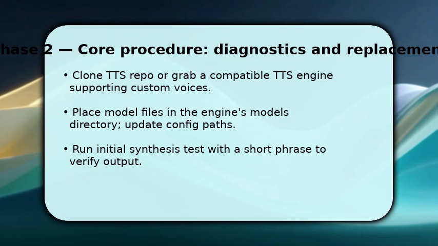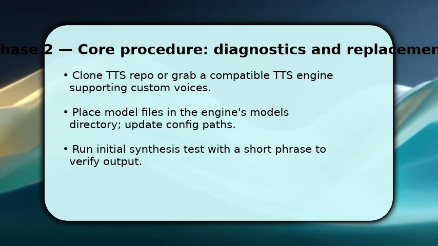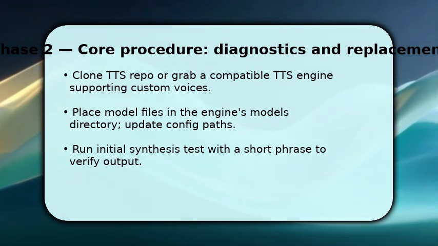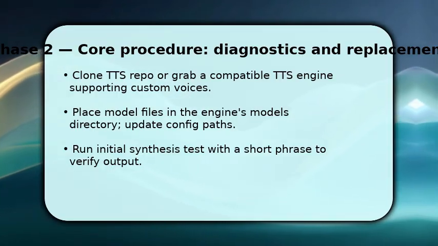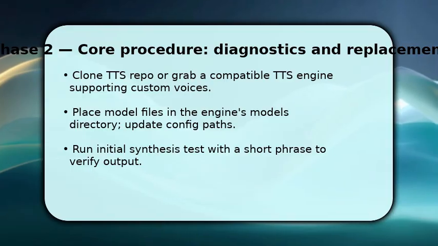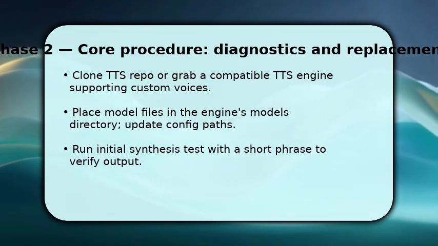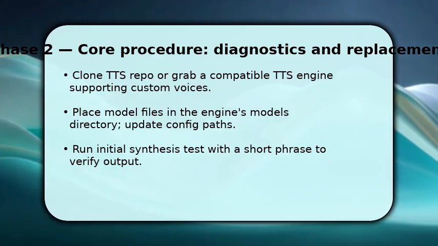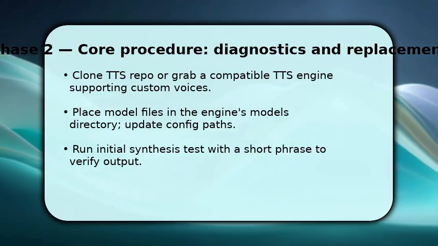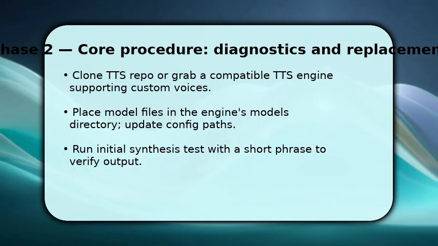Next, install a TTS engine that supports custom voices and model injection. Clone or pip install the repo. Then, integrate Goku files by placing them into the engine's models directory and adjusting config paths so the loader finds model, config, and tokenizer. Once configured, run a short synthesis test phrase to confirm the engine produces output.